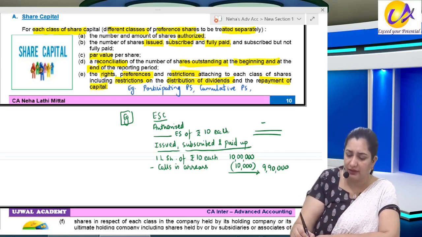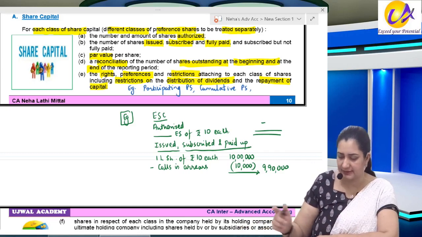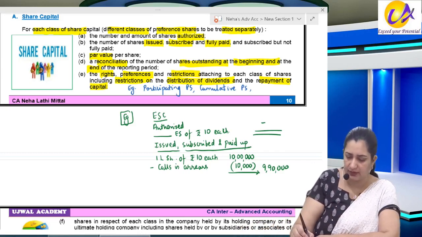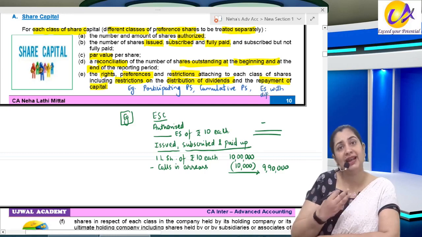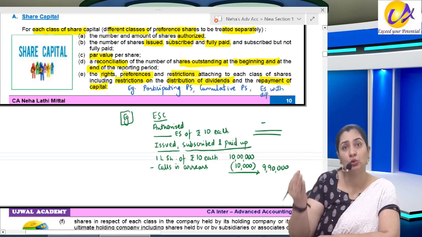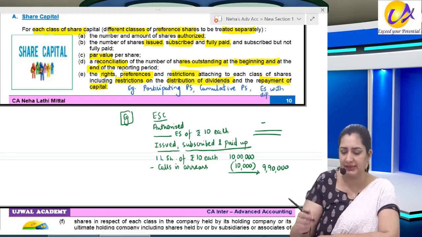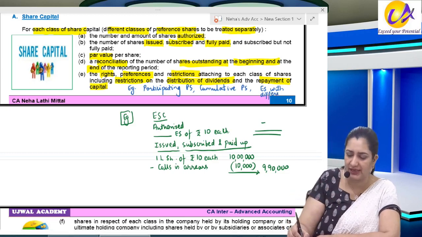Then you can have equity shares with differential rights. So they have got different voting rights. Means you are holding one share. Normally we consider it as one vote. But it can happen that there is one share which is having 2 votes. Like promoters, they keep these kinds of differential shares. They are called equity shares with differential rights. Earlier you had this in your syllabus, but now it has gone.